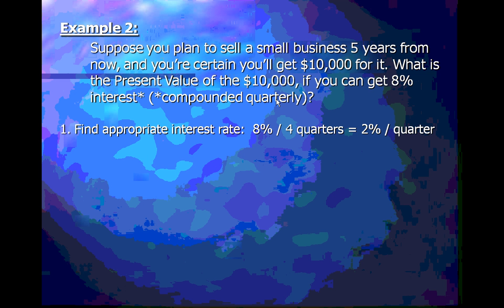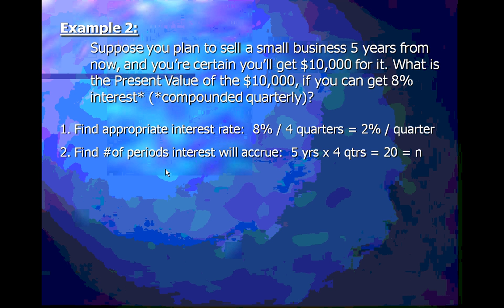Oh, that's different. Okay, first of all, I've got to find the right interest rate. I'm going to take 8%, divided by 4 quarters, that's 2% per quarter. Everyone got that? 8% per year. If it's compounded quarterly, I've got to get a quarterly interest rate. So 8 divided by 4 is 2%.